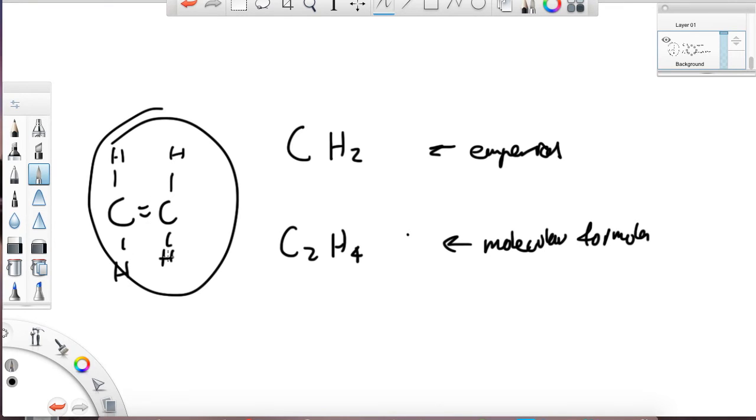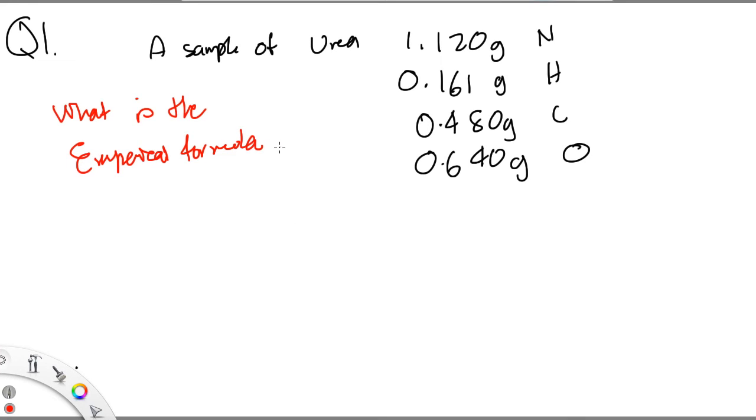But if we are finding the empirical formula, and most questions will ask you to find an empirical formula, that would be the simplest ratio of the formula. So we know that there are 2 carbons for 4 hydrogens, right? And we can reduce that by dividing by 2, and we have 1 carbon for 2 hydrogens. And that would be the empirical formula.